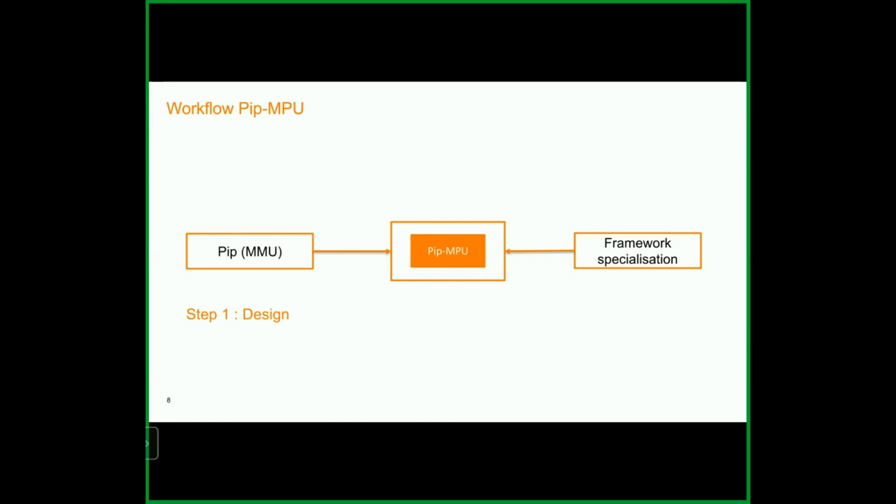And so that means that from the Pip side, we also remove everything that is related to the MMU, so everything that is related to the virtual memory. There are many structures that we get rid of. And on the other side, we also want to maintain the framework's subspace concepts, and that allows this nesting of subspaces.